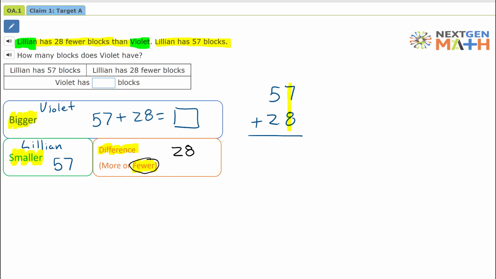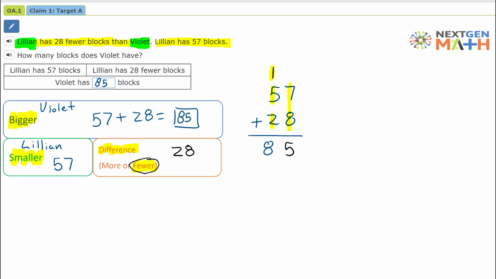7 plus 8, that's going to be equal to 15. We're going to write the 5 in the ones position and the 10 of the 15 in the tens position. So now we're going to add 10 plus 50 plus 20, or one group of 10 plus 5 groups of 10 plus 2 groups of 10. That's equal to 8 groups of 10, or 85. So that means that Violet has 85 blocks.